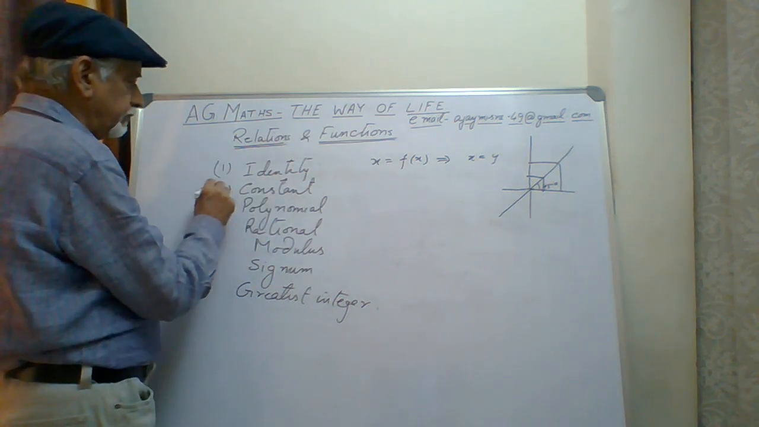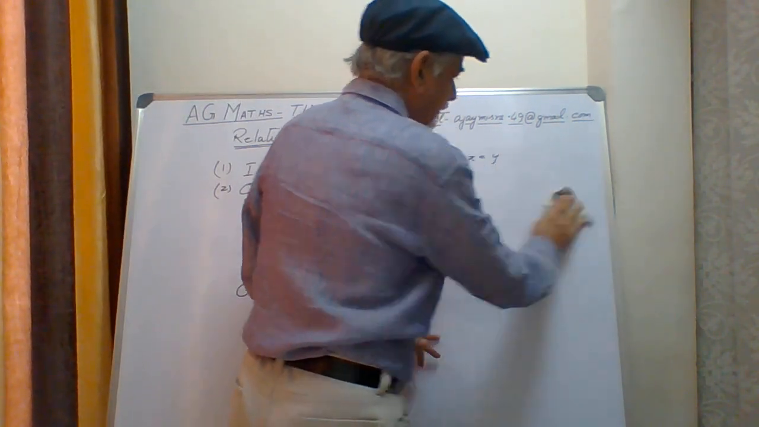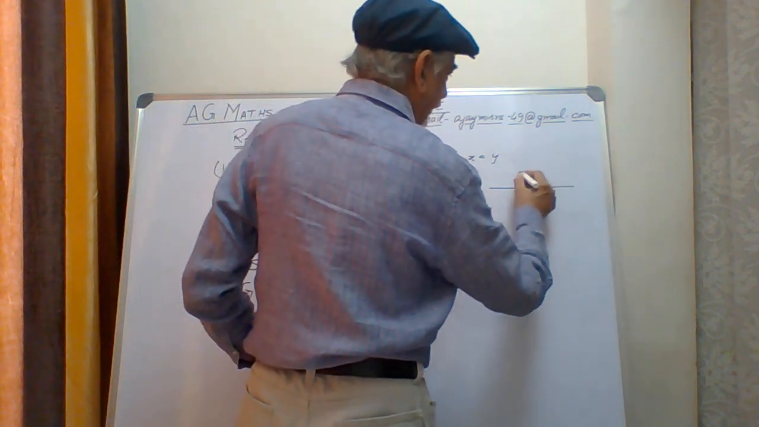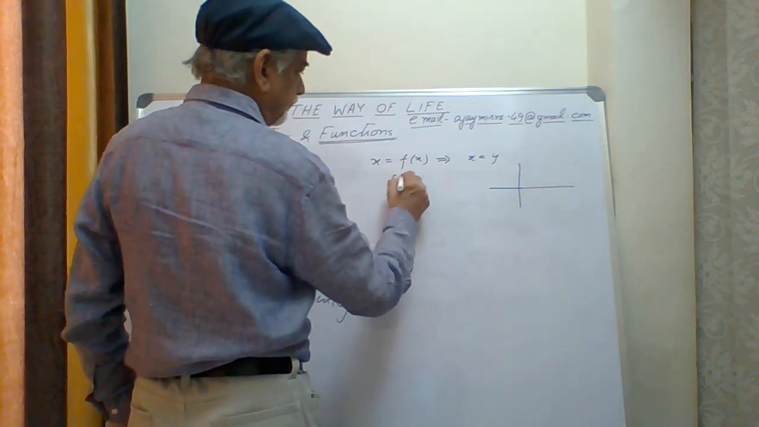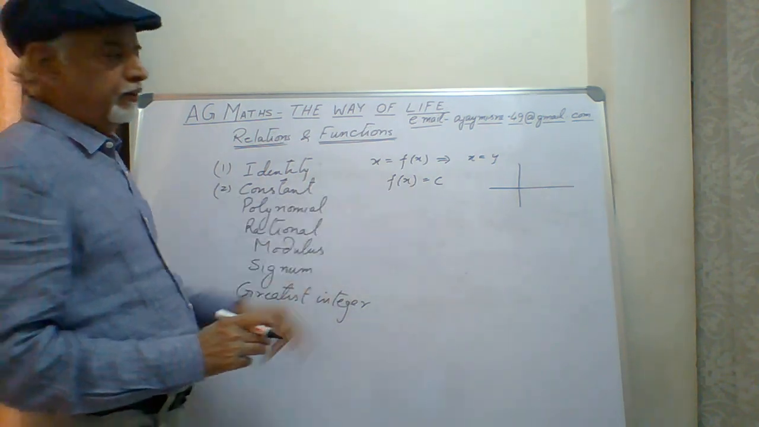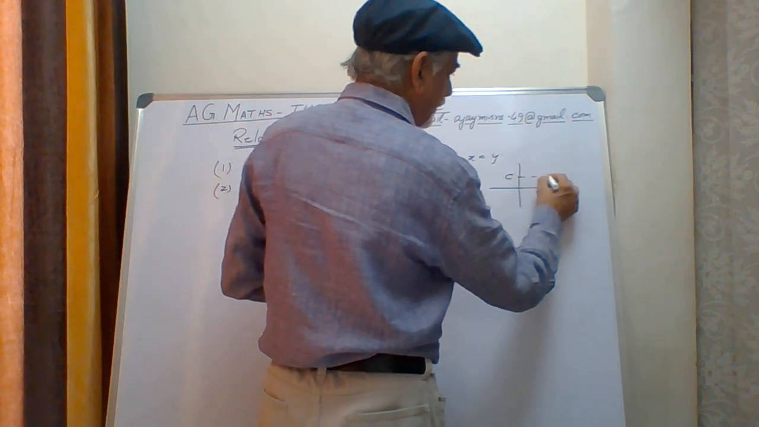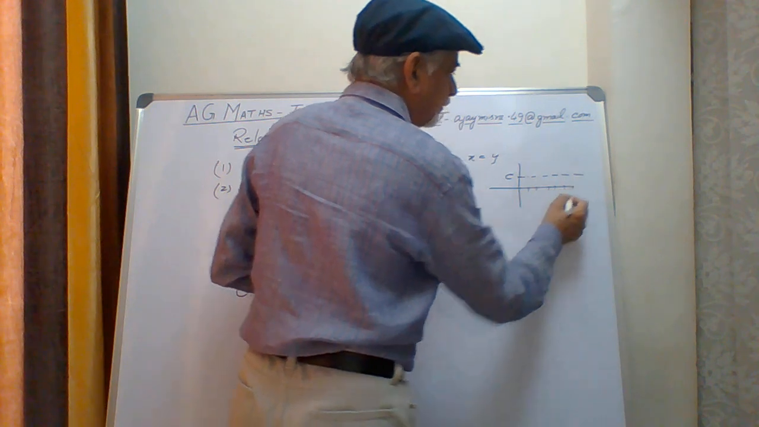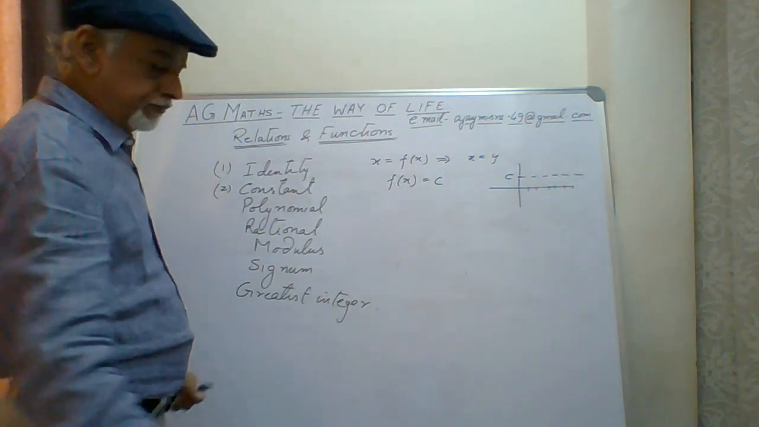What is the constant function? If I have the x and y axes here, and we have f(x) is equal to a constant, say c, that means the y value is constant for any value of x. So I will put here a c, and it is the same throughout. For any value of x, the line goes like this. So this is a constant function.